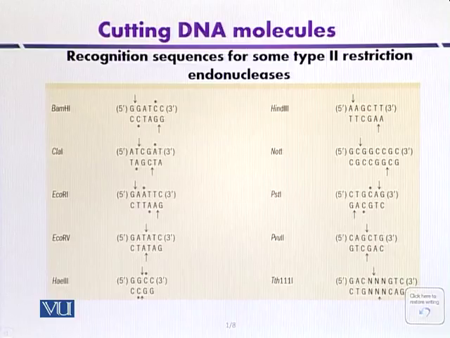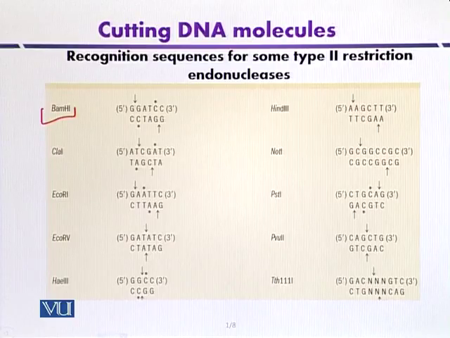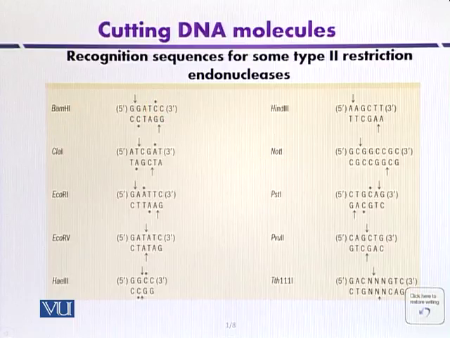Other examples are there, like BamH1. It can recognize a 6 base pair sequence, and the asterisk indicates the site of methylation. Then some enzymes can recognize an 8 base pair sequence, like NotI. So different types of restriction endonucleases are there that can recognize different target sequences and produce different fragments.